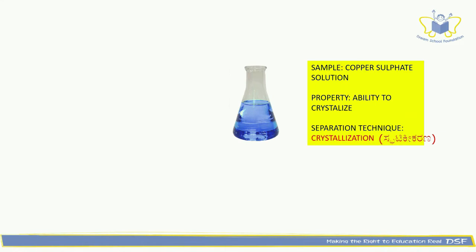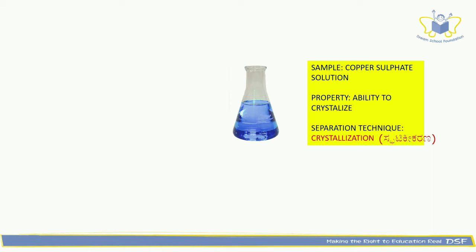Here I have another sample which is copper sulfate solution along with a few more impurities. How do I obtain pure copper sulfate? Can I use evaporation? In that case, even impurities are left behind along with the copper sulfate. What about filtration? In that case, any soluble impurities will be present along with the copper sulfate solution.